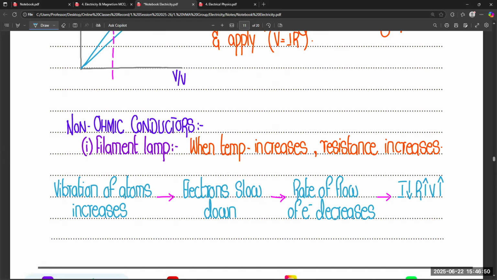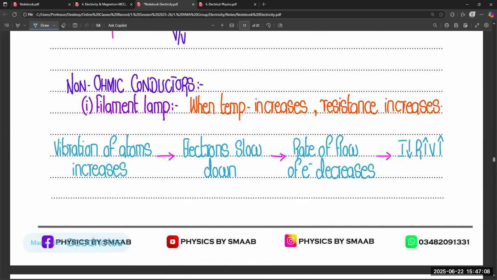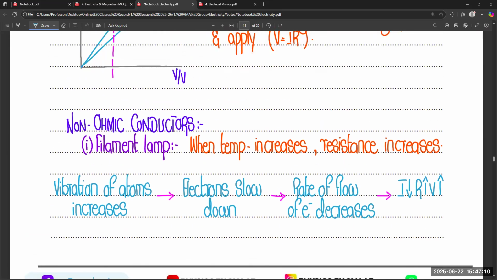So this is the concept of filament lamp. It works on the temperature concept. So when temperature is high, resistance is also high and the voltage will also increase with resistance because both are directly proportional. And let's suppose if we draw a graphical representation, just like the Ohm's law, for this filament lamp.